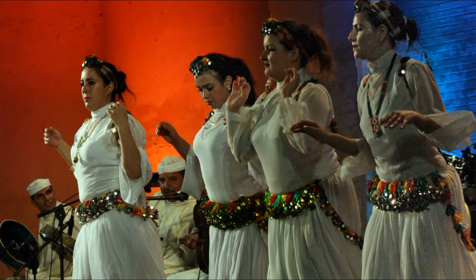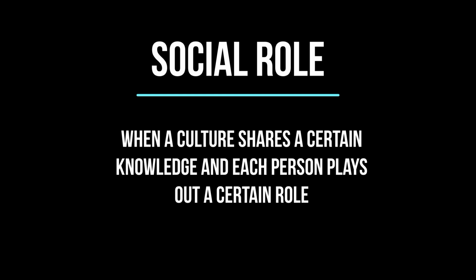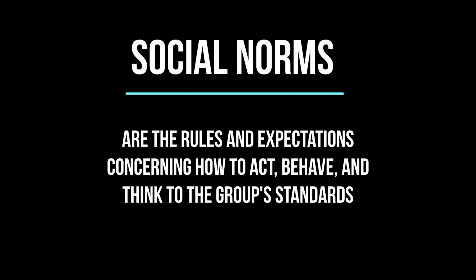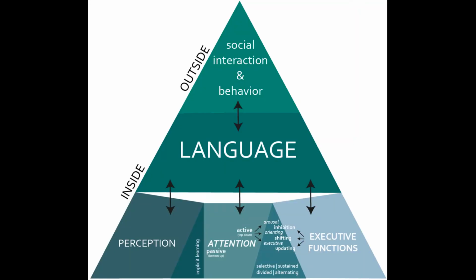Every culture is different, but every culture has some sort of social rules that they expect people to follow. A social rule is when a culture shares a certain knowledge and each person plays out that social role. A social role can change over time because nothing is rigid. These social roles come from social norms. Social norms are the rules and expectations concerning how to act, behave, and think to the group's standards. Different groups definitely have different social norms and rules that they expect group members to follow.